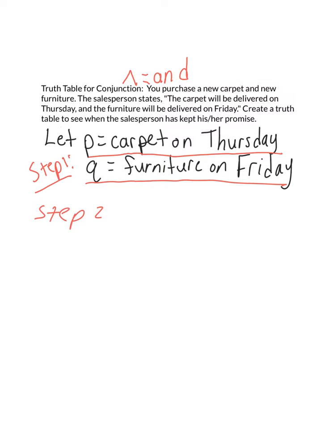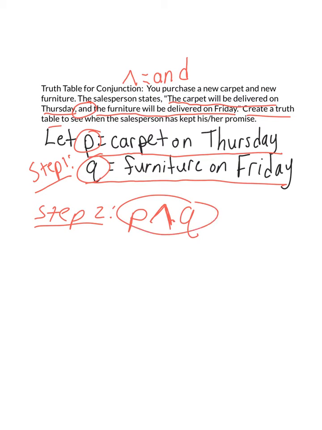Step 2, now that we've assigned letters to represent each of the ideas that we're analyzing, we go through the sentence again and we bring in the symbols and the letters all together. So the first part of the statement is carpet will be delivered on Thursday, which we're using the letter P to represent. We then hit the word and, which is the up arrow. After that, it says the furniture will be delivered on Friday, which is the letter Q. So really, mathematically speaking, when it asks us to create a truth table, we're going to create an entire truth table for P and Q.